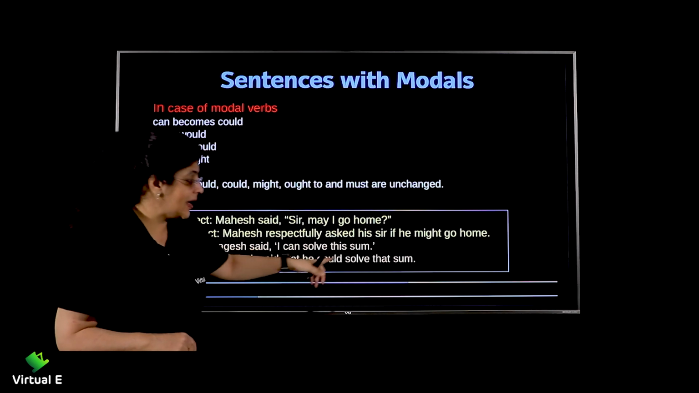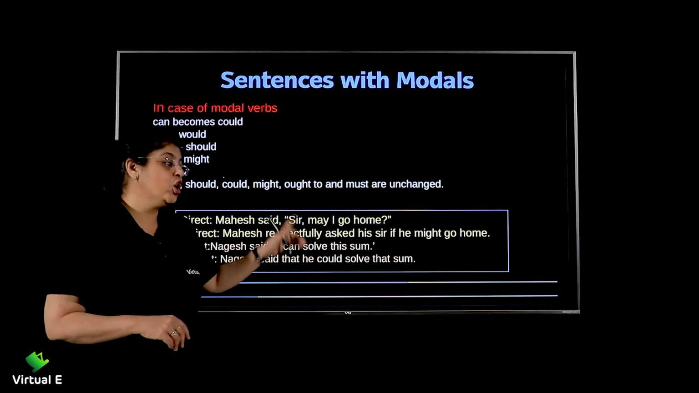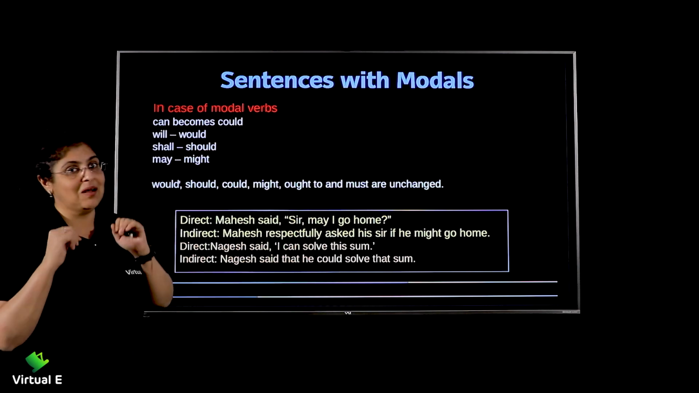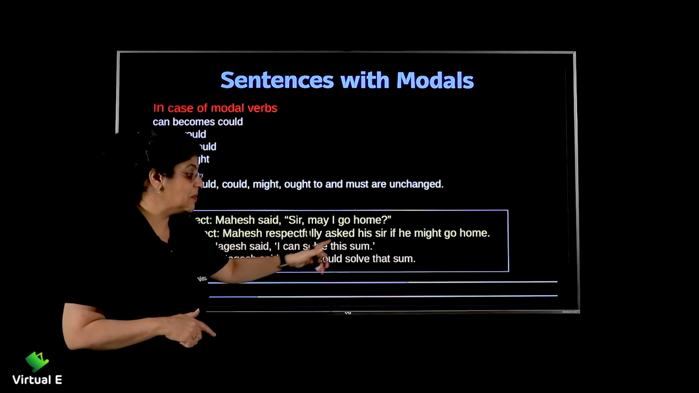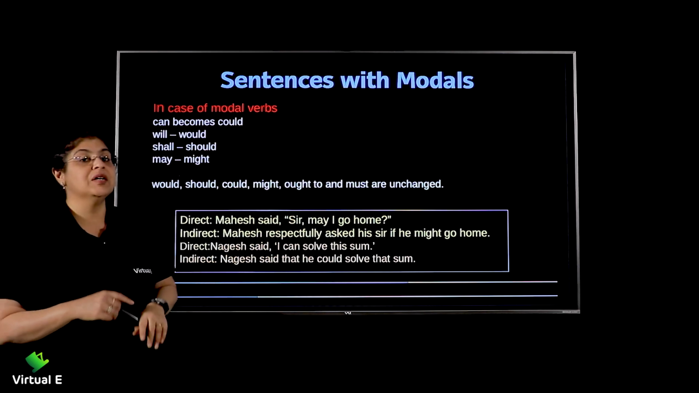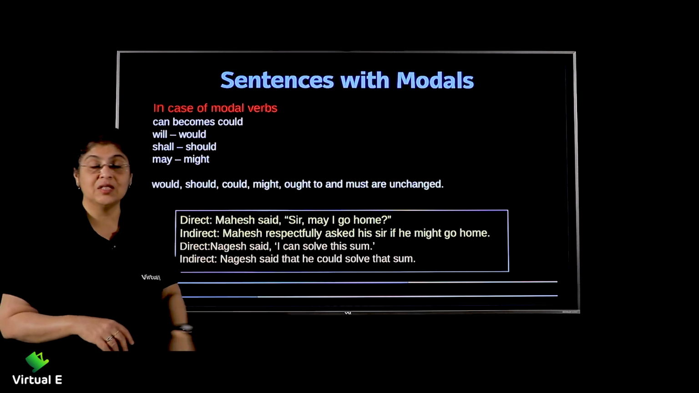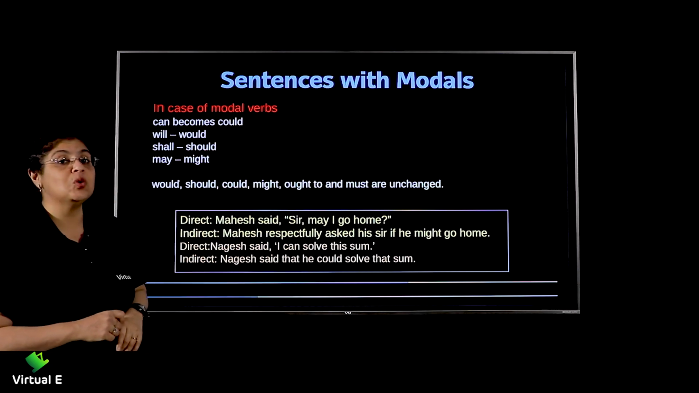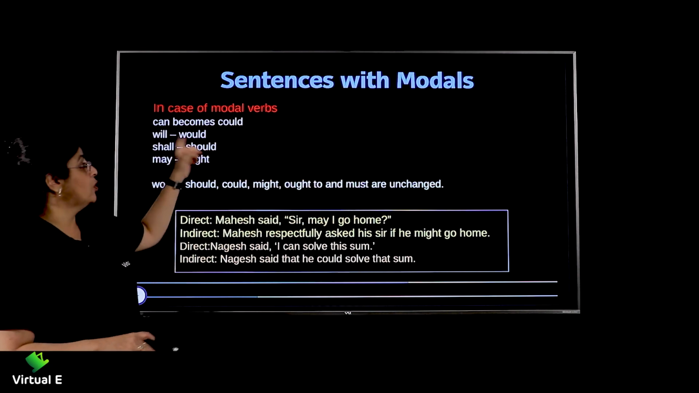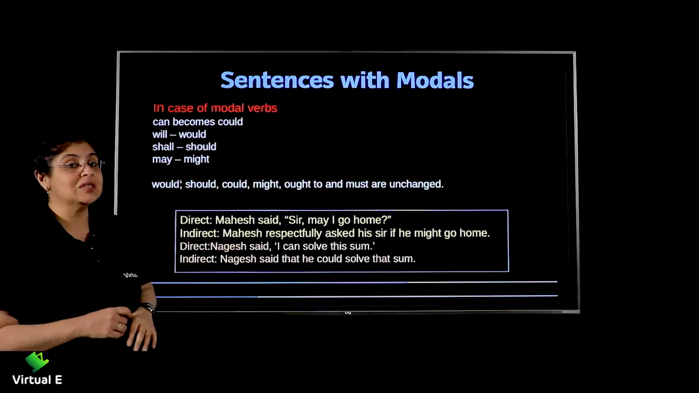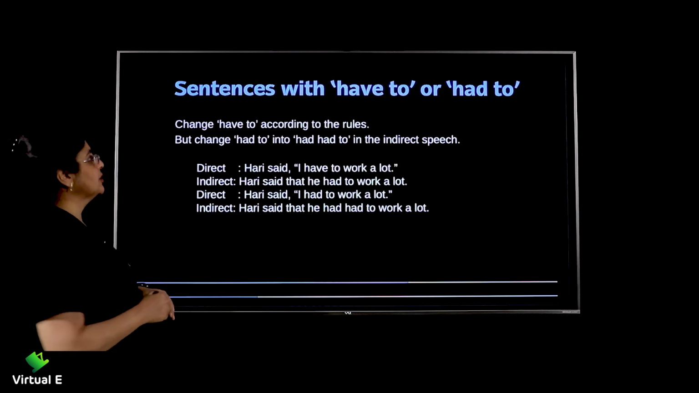Nagesh said, "I can solve this sum." Nagesh said that he could solve that sum. I means he, Nagesh. Can becomes could. This becomes that. No inverted commas. Full stop. Do you get it? So where you have sentences using all these modals, this is how you are supposed to tackle it. Take care of the ones which we don't have to change. They will remain unchanged, and only change those. The rest of the sequence, everything remains the same. Not to worry, not too much of a headache. They are just a part of it.